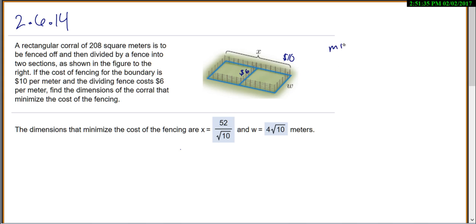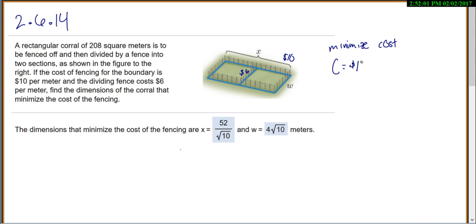So we know we want to minimize cost. And that's good because that will tell us our cost is going to be our main equation. Let's see if we couldn't figure out an equation for cost. So our cost is going to be, let's see, I need to go all the way around, and it's going to cost me $10 to go all the way around.